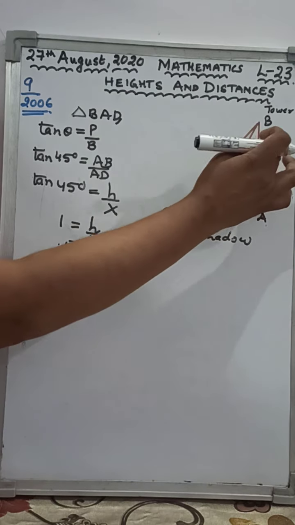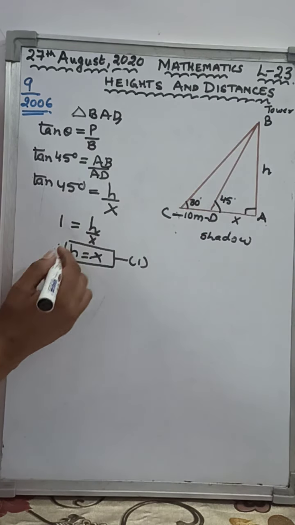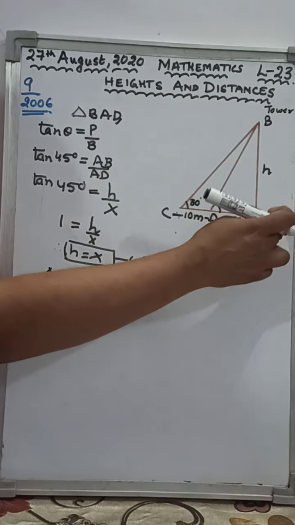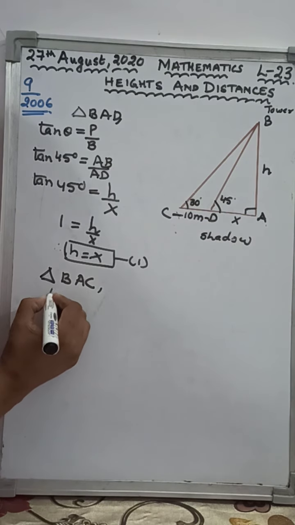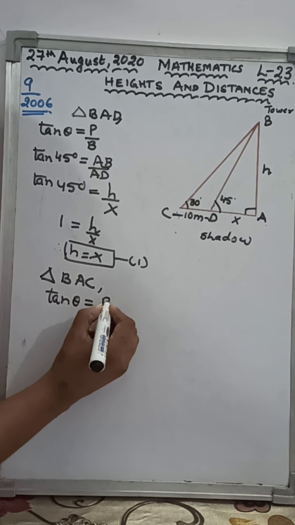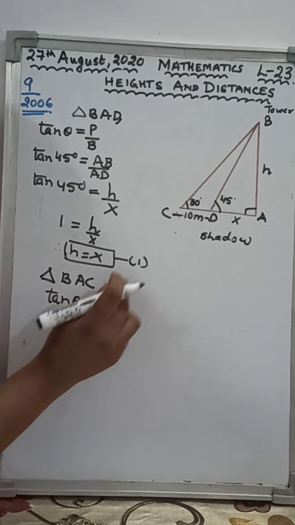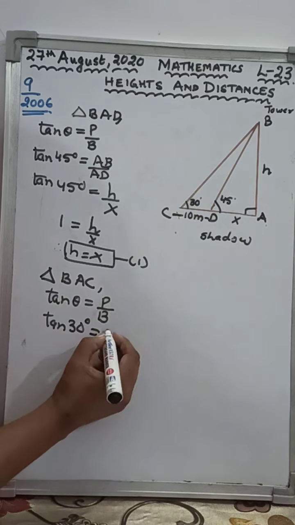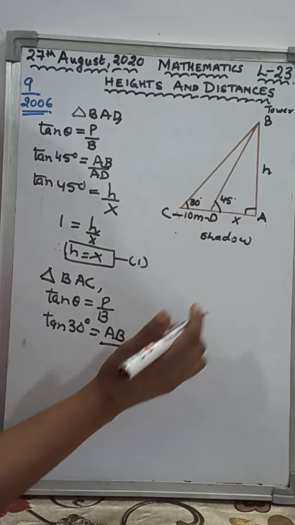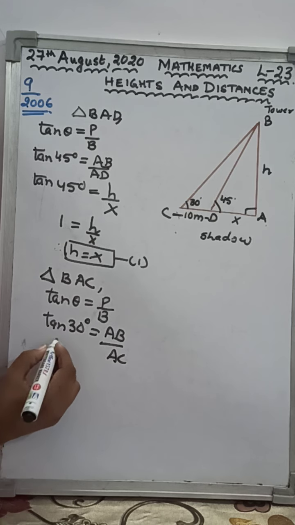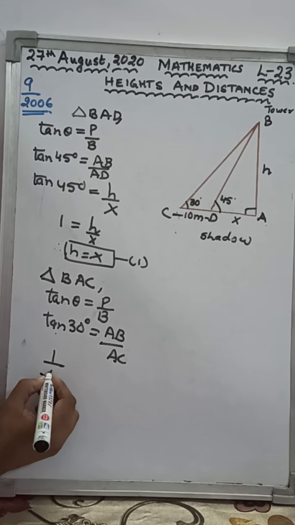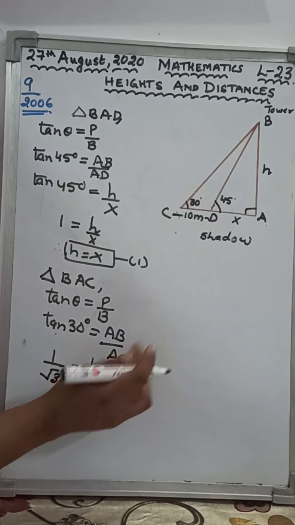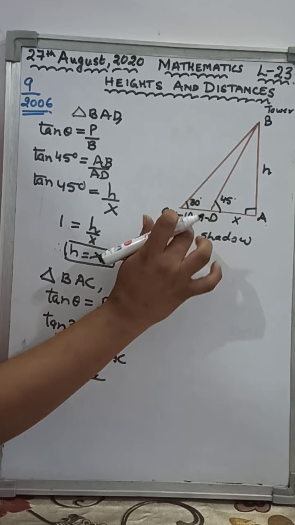Now you will take second right angle triangle BAC. Triangle BAC. So this is a perpendicular and this is a base. So again you will take tan theta is equal to perpendicular upon base. Here theta is 30 degrees. Perpendicular is AB and base is AC. Now what is the value of tan 30? That is 1 upon root 3. AB is height h, AC is x plus 10.